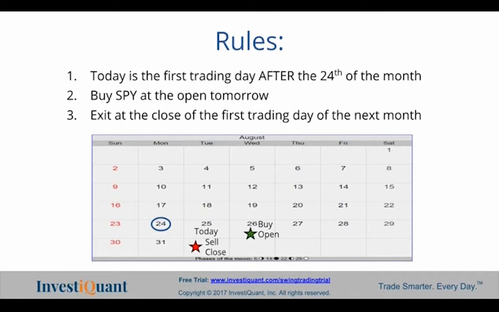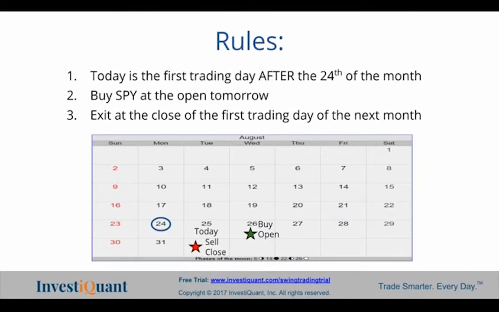What this is doing is looking to take advantage of the bias that the market has had over the years to move higher around the end of a month and the beginning of a new month. So here we're looking for it being the first trading day after the 24th of the month. In this case, the 24th fell on a Monday. The 25th would qualify for rule number 1. So today would be the first day after.